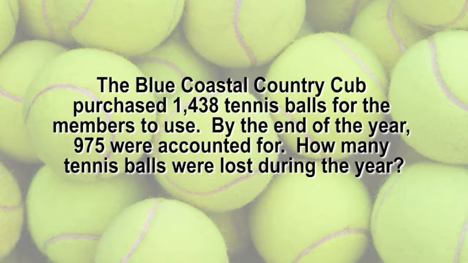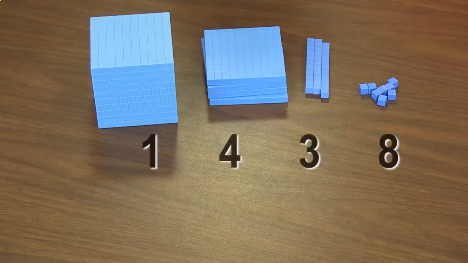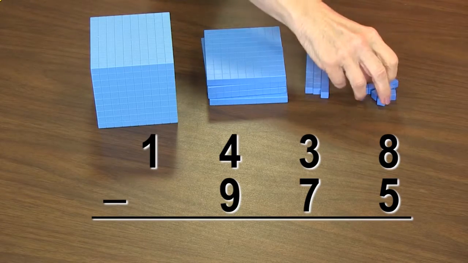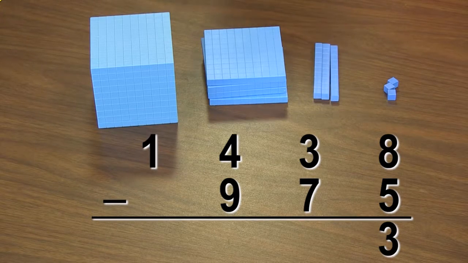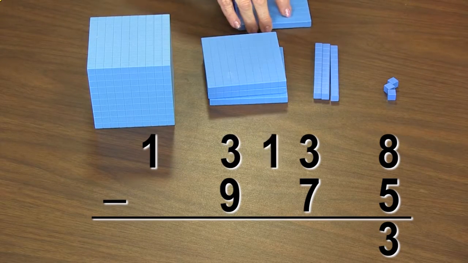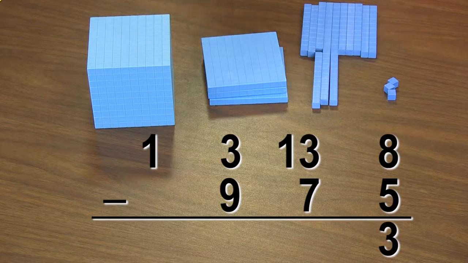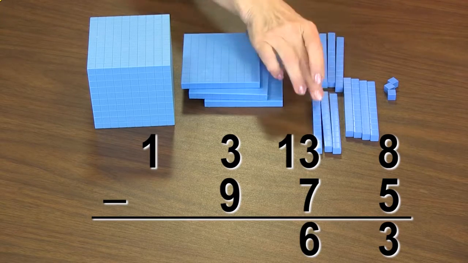Well, let's analyze the problem. Wouldn't we have to subtract 975 from 1,438 to find how many were lost? Let's set up the problem. We will record 1,438 minus 975. Beginning with the ones column, we need to take away 5 ones, which leaves 3. Now we need to take away 7 tens, but there are only 3 tens, so we decompose one of the hundreds into 10 tens and trade them to the tens column. Now there are 3 hundreds and 13 tens. 13 minus 7 equals 6 tens.